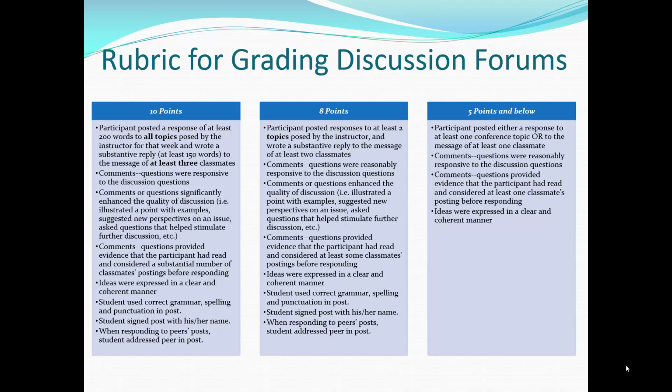When responding to a peer's post, address the peer in your post. Now, from there, you start losing points if you don't do all that. That's a perfect post. That's 10 points.